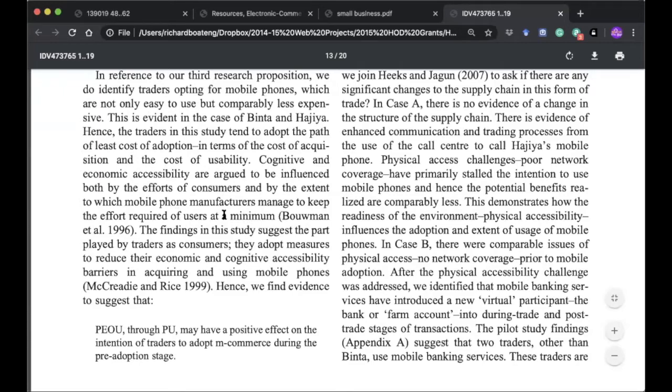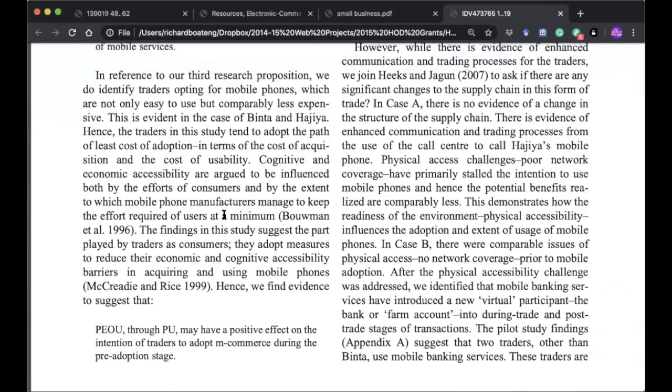Now, cognitive is the amount of knowledge that you need to be able to access a particular device. That's it. Economic access is your financial ability to afford the device or even maintain the device financially. So it's trying to tell you that cognitive and economic accessibility is influenced by the efforts of the consumer and then the relative ease of use as defined by the manufacturer for the phone. The findings in the study suggest the part played by consumers, not the manufacturers, because we didn't collect data on it. This is very interesting.